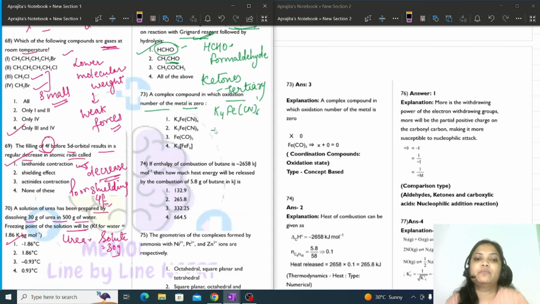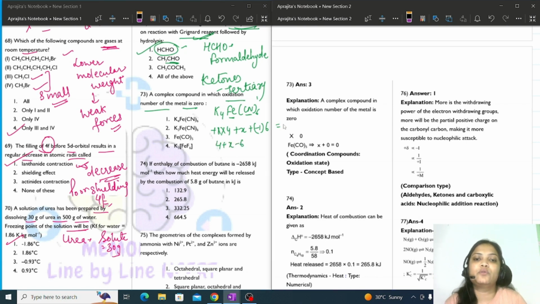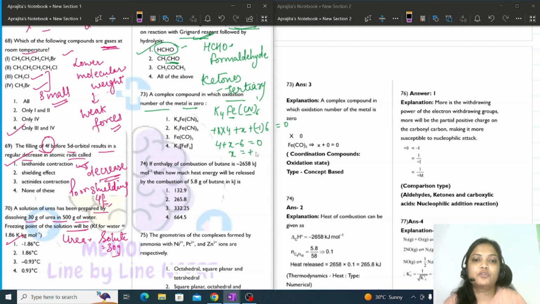So for potassium it's +1. So +1 into 4. Plus for iron we can take it as X. Now CN has a charge of -1. So -1 into 6. So 4 plus X minus 6 equals 0, because it's a neutral compound. So the value of X will come out to be +2. So here it's +2. Okay, so similarly we can do it for K3[Fe(CN)6]. It will be +3 here.